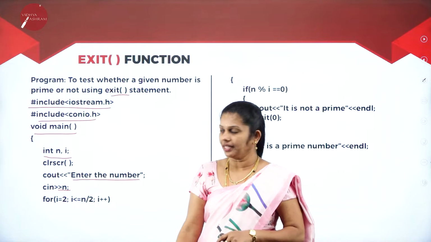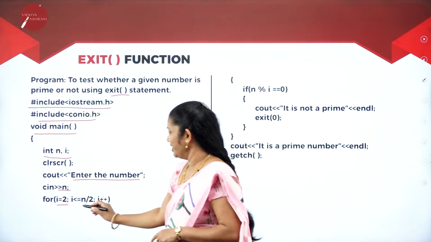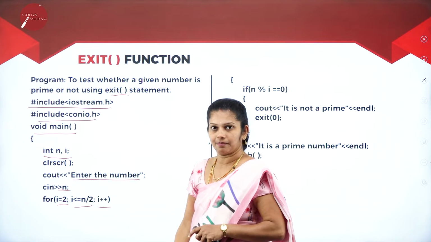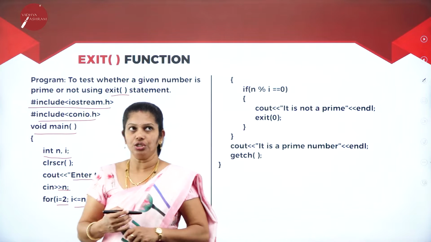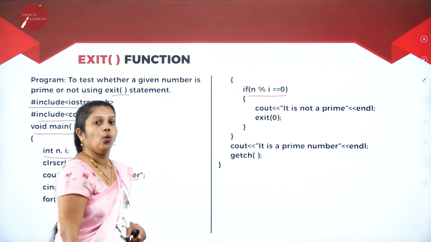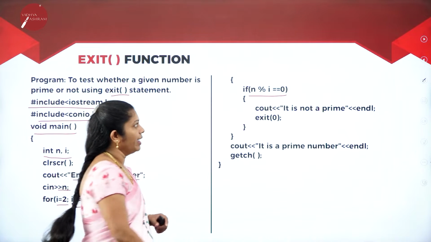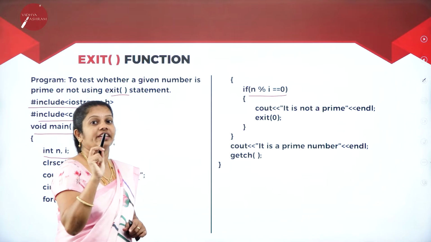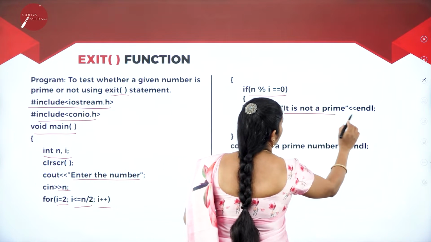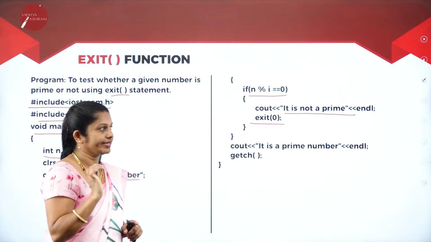Using cin and the extraction operator, we read n. Then in the for loop, the initial value is 2 and the final condition is i less than or equal to n divided by 2, then i++, which means we are incrementing. First, if n % i equals 0, it means the number we gave is divisible by i. In that case, if the remainder is 0, it displays "not a prime number", then exit. No need to process at all, it has to come out of the program itself.